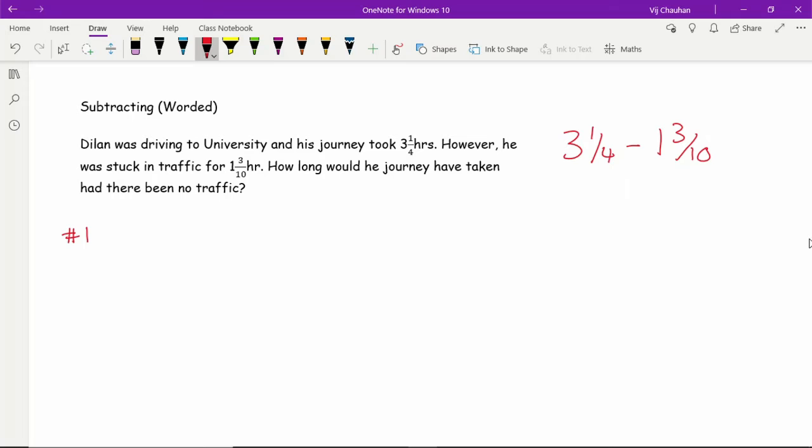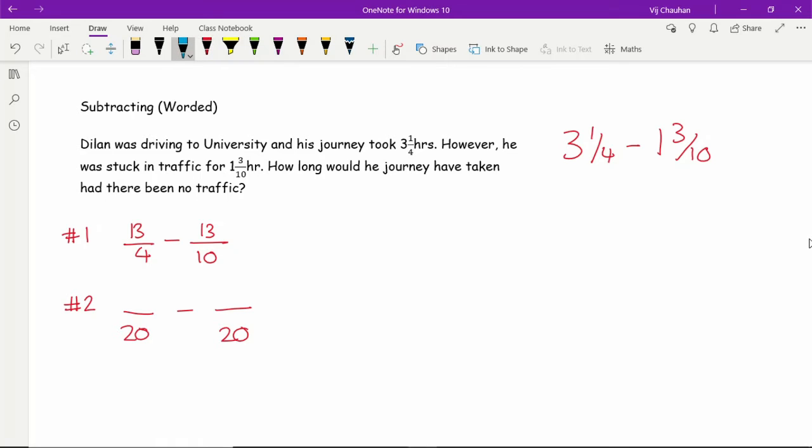So we've got 3 times 4, which is 12, plus 1, which is 13, so I've got 13 over 4, minus, and I've got 1 times 10, which is 10, plus 3, which is 13 over 10. So now, although our numerators are the same, our denominators aren't, so we need to convert them, and the smallest number that appears in both the 4 times table and the 10 times table is 20. Now if you were to use 40, that's fine, but you just have to simplify your answer. So if you think smart, less work to do.